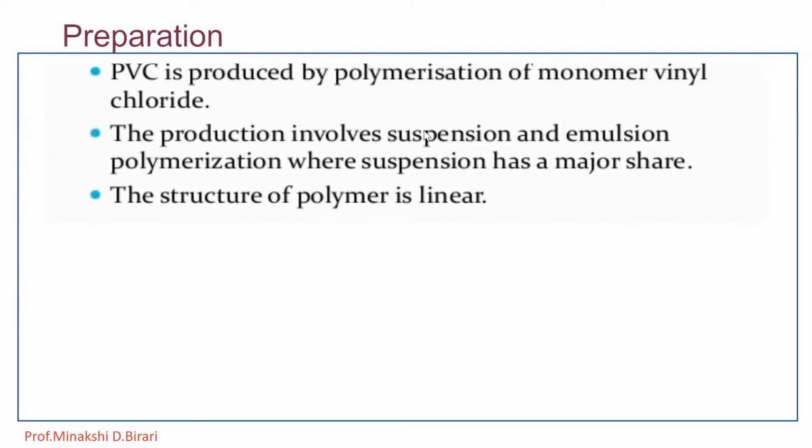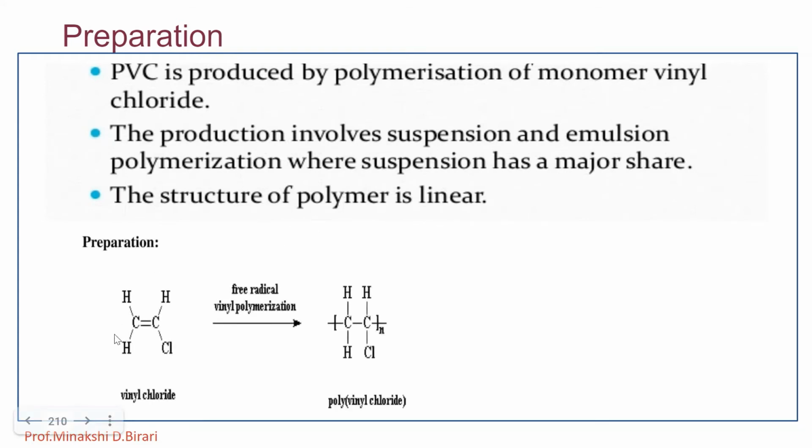Let us see the preparation of polyvinyl chloride. PVC is produced by polymerization of the monomer vinyl chloride. The production involves suspension and emulsion polymerization, where suspension has a major share as compared to emulsion polymerization, and the structure of the polymer is linear. The free radical addition polymerization of vinyl chloride gives polyvinyl chloride, that is PVC.